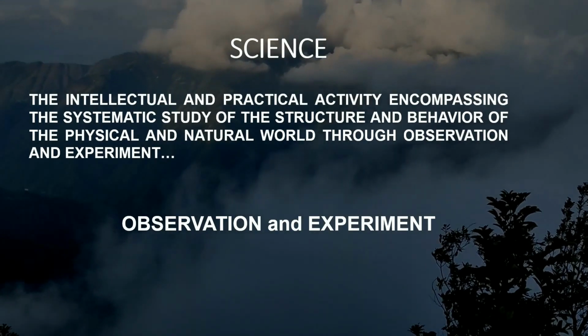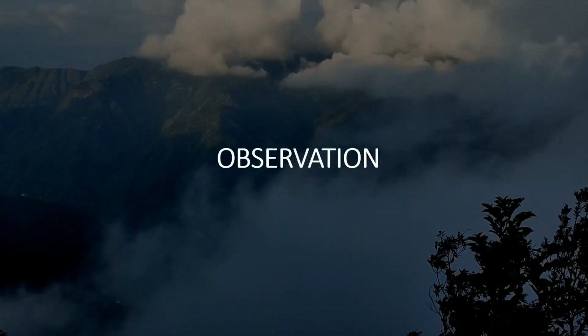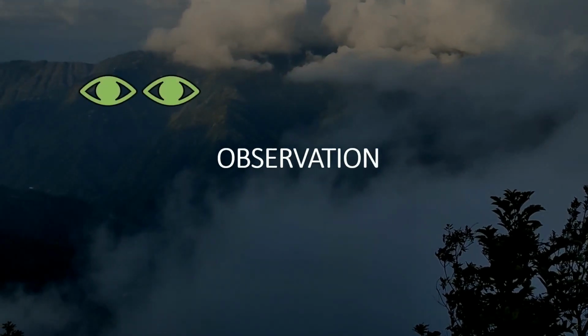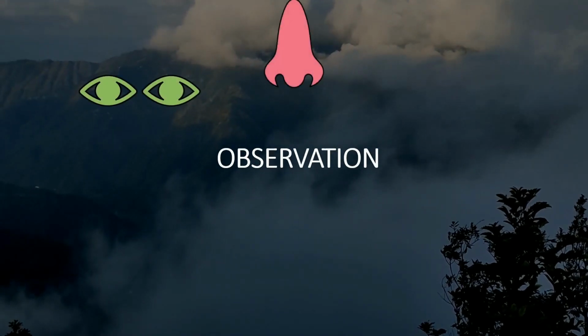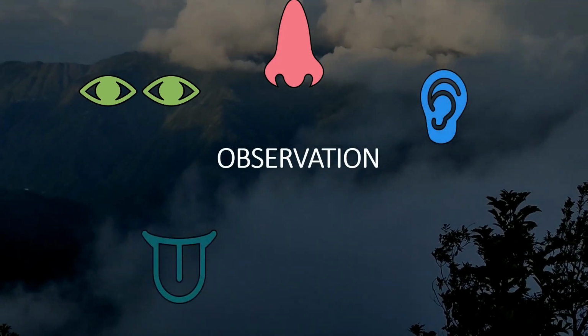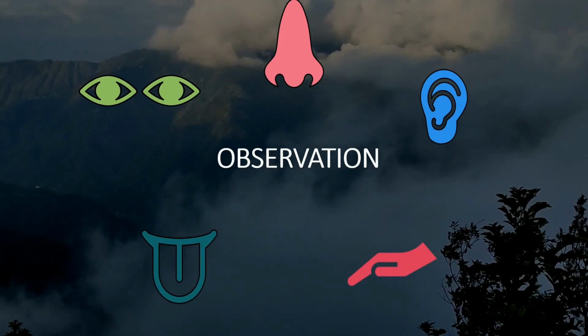So, how do we observe things? We have our five senses to observe the phenomena in nature. For example, eyes to watch, nose to smell, ears to listen, tongue to taste, skin to touch.